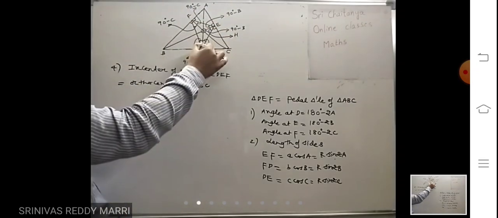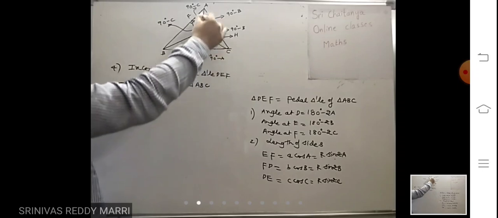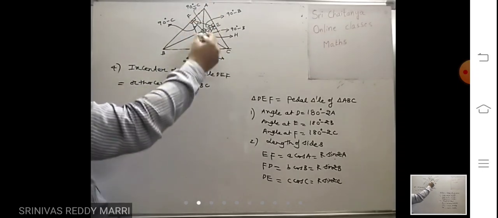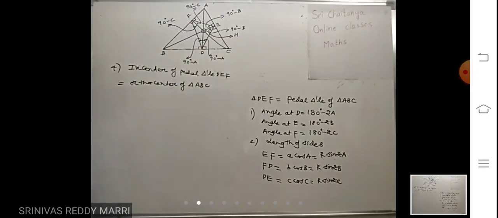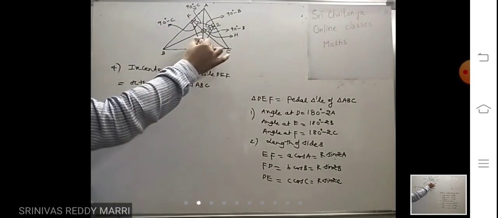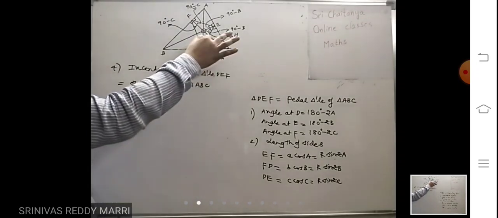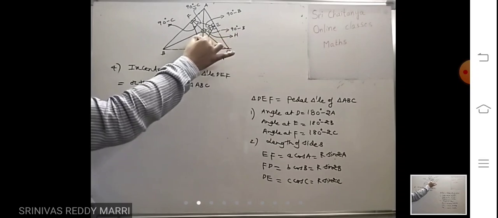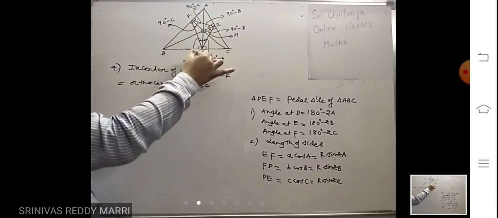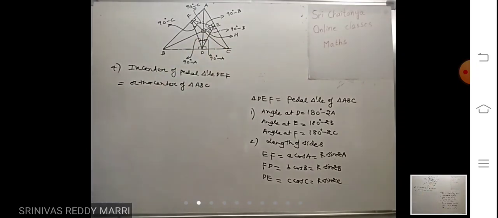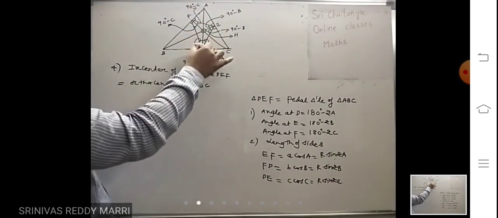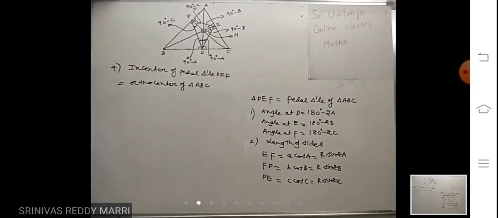This AD line will act as an angular bisector, because the line AD is bisecting angle D. Look here. The complete angle is 180 minus 2A, and each part is 90 minus A. So AD is nothing but the angular bisector of angle D. In the diagram it is very clear: the AD line is bisecting angle D, dividing it into two parts.